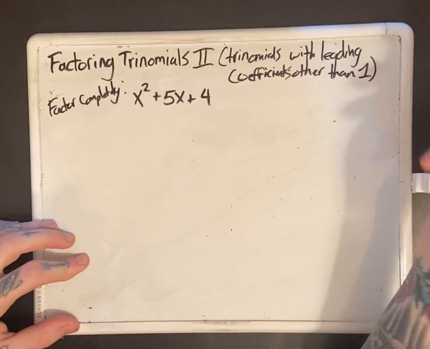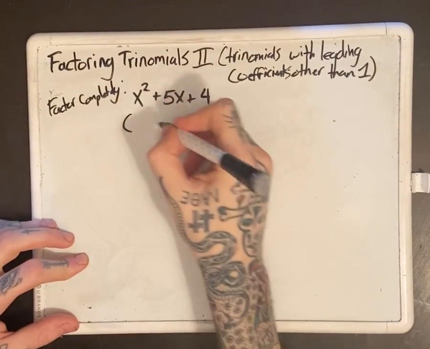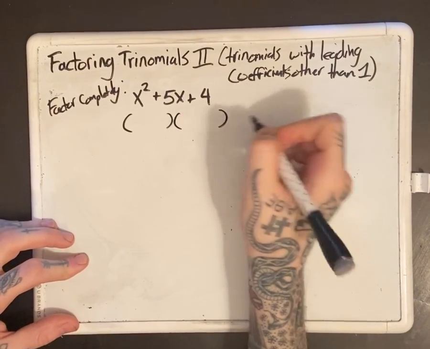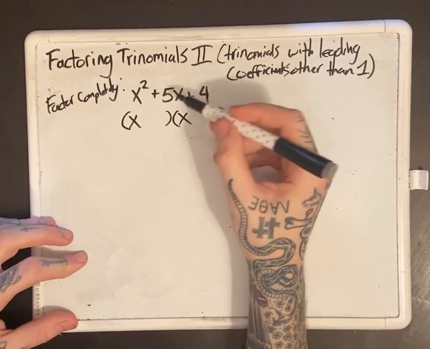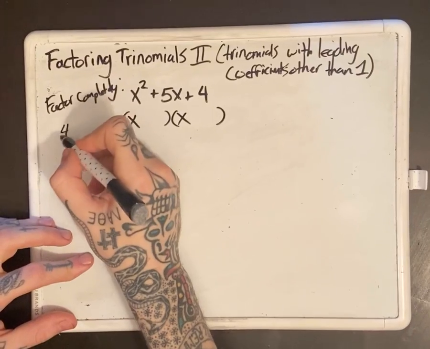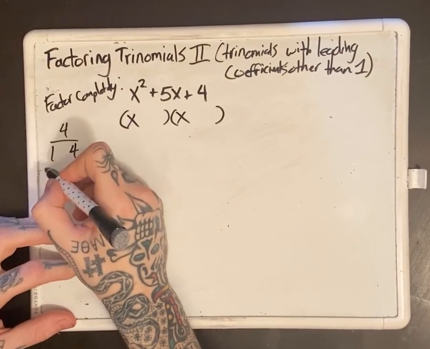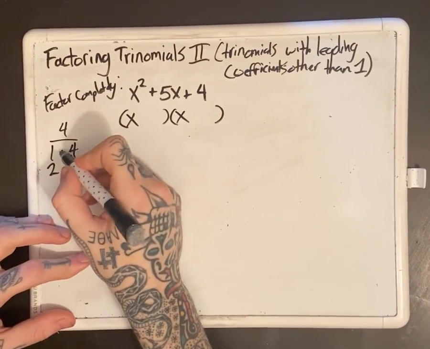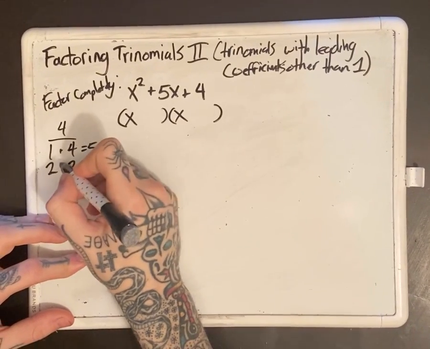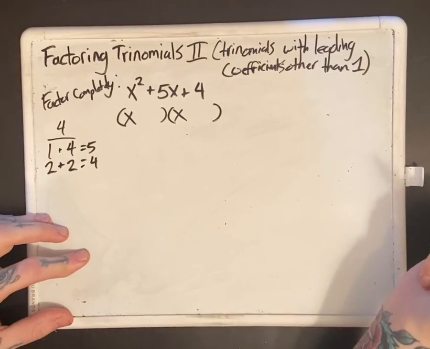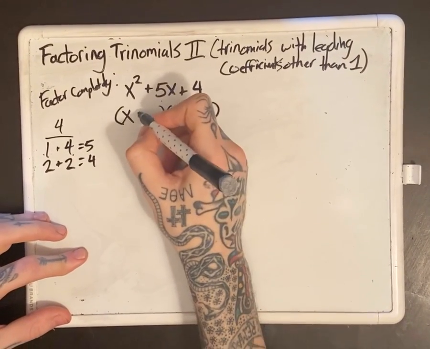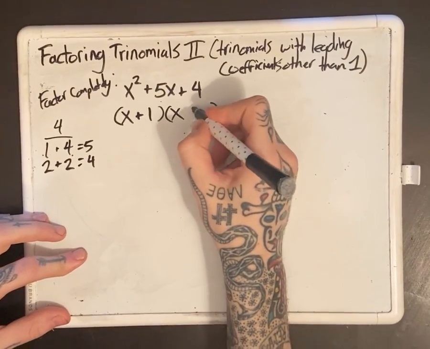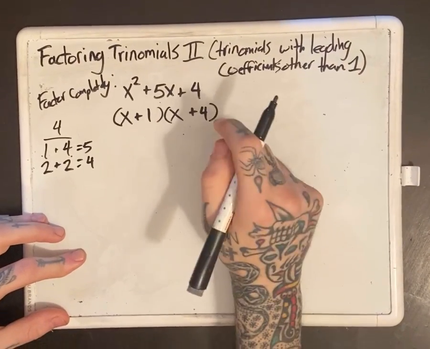Using our rule, we know that the two numbers we're looking for have to multiply to 4 and add to 5. So here are the factors of 4. 1 plus 4 equals 5. 2 plus 2 equals 4. And we're looking for 5, so we know the numbers have to be 1 and 4. So we get x plus 1, x plus 4.